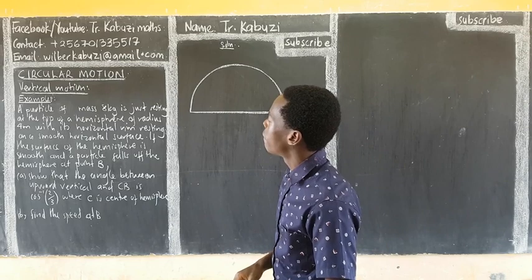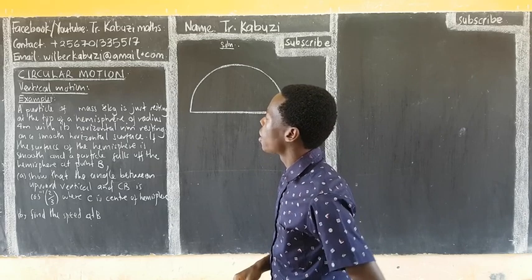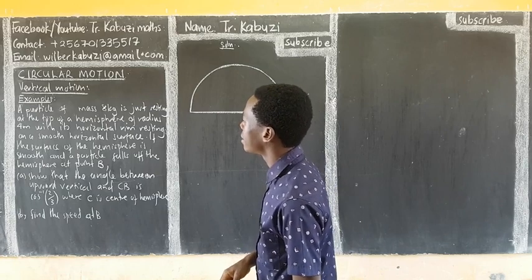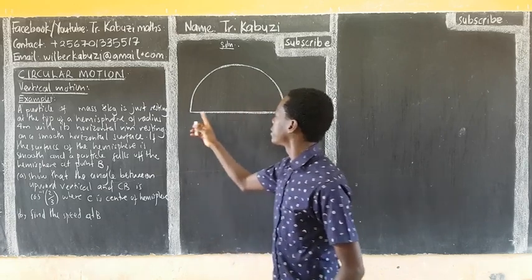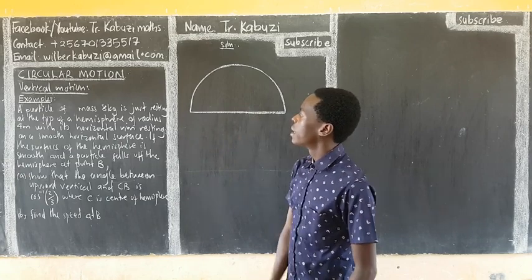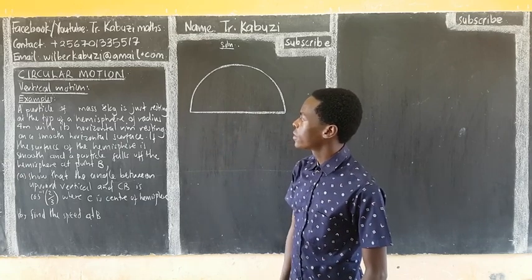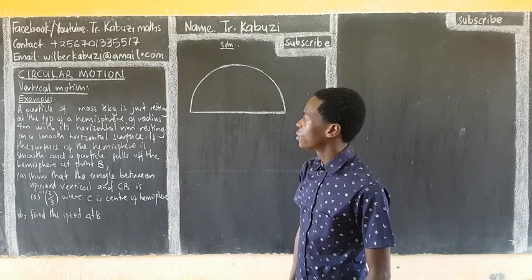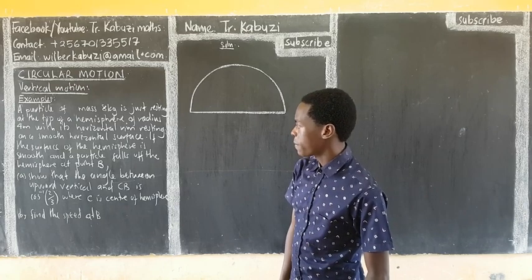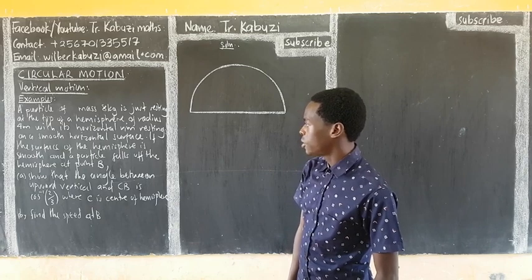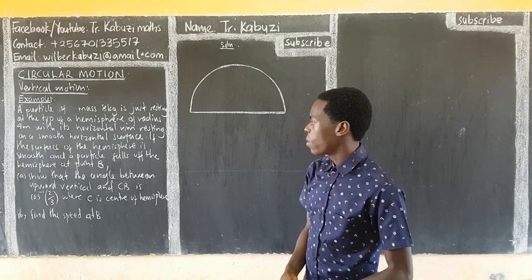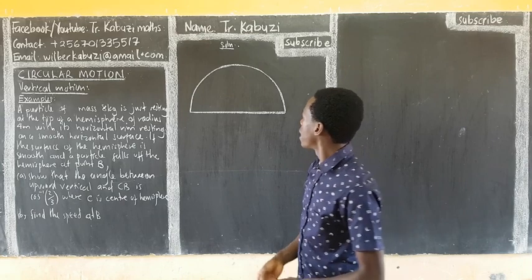Okay. So a particle of mass 8 kilograms is resting at the top of a hemisphere of radius 4 meters with its horizontal rim. Now this is the rim, that's what they call the rim, resting on a smooth horizontal surface. If the surface of the hemisphere is smooth and the particle falls off the hemisphere at point B, show that the angle between the upward vertical and CB is cos inverse of 2/3, where C is the center of the hemisphere.